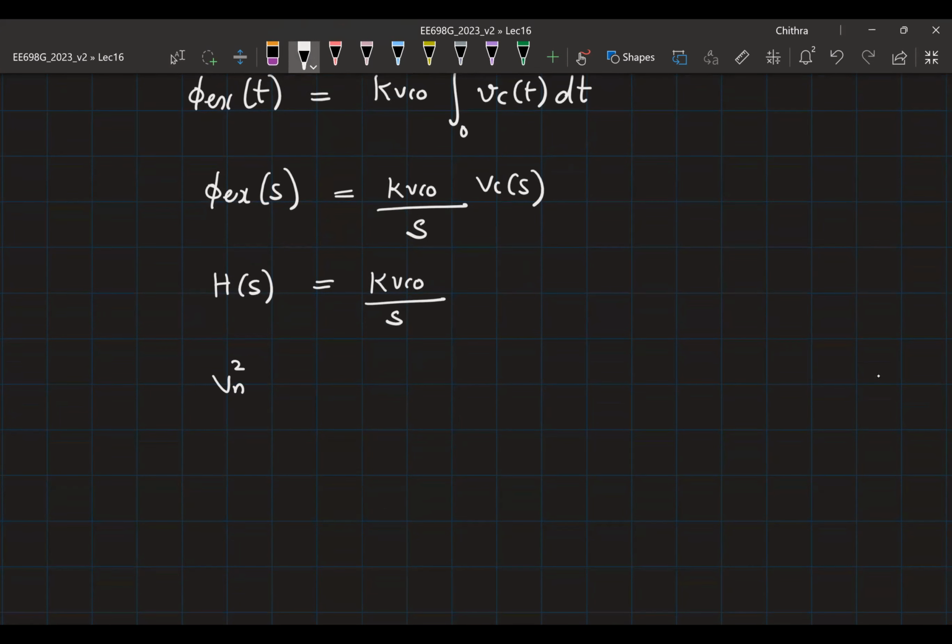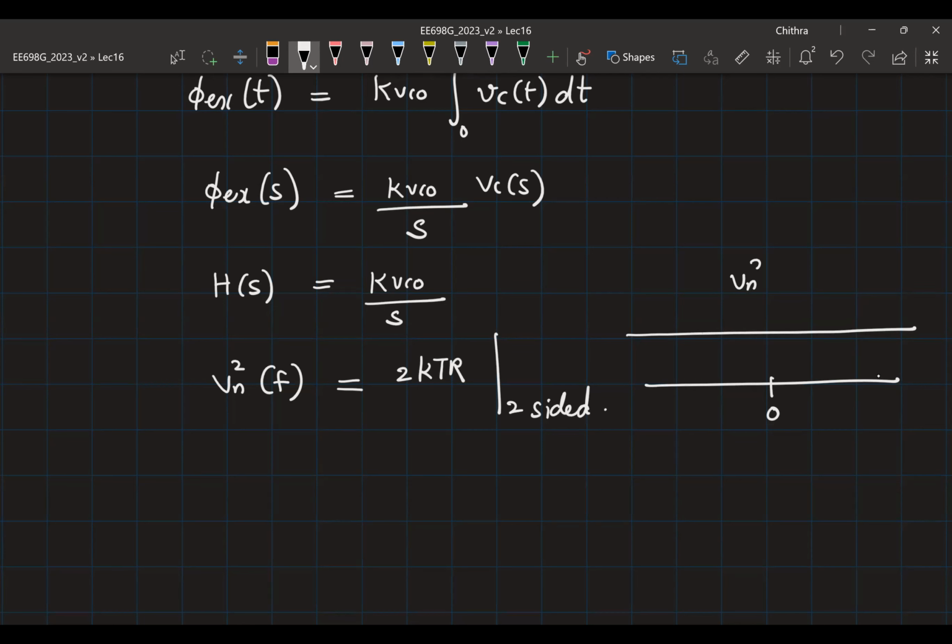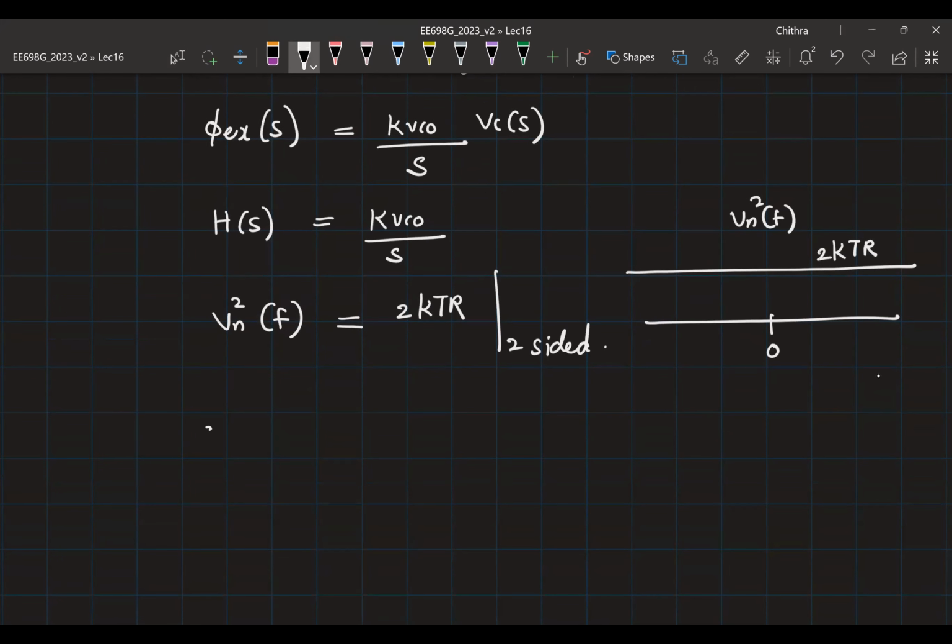Now, what is the spectrum of Vn square? It's a resistor. 4 kTr is one-sided. So let me write 2 kTr, because we'll deal with two-sided now. It gives us better intuition. Right? Let's look at the two-sided spectrum. So around 0, this Vn square of f will have the value 2 kTr.